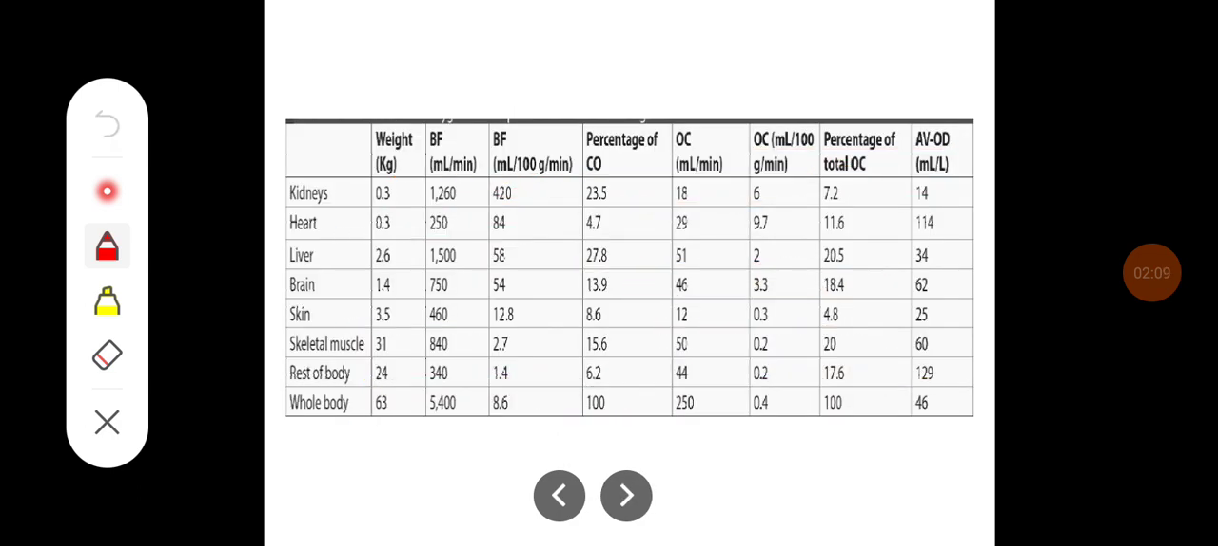This chart shows the amount of blood flow to each organ and the oxygen consumption. If you see the blood flow per 100 gram of tissue per minute, it is maximum in the kidney, followed by heart, liver, then brain. If you see the maximum oxygen consumption per 100 gram per minute, then it is highest for the heart, followed by the kidneys.